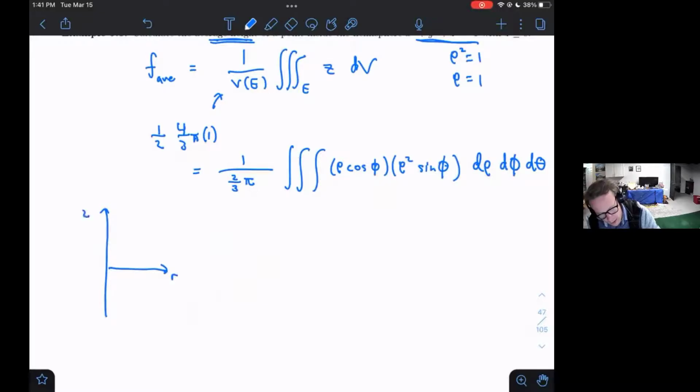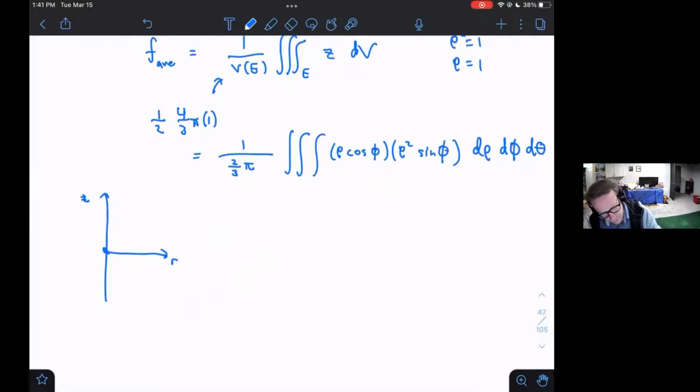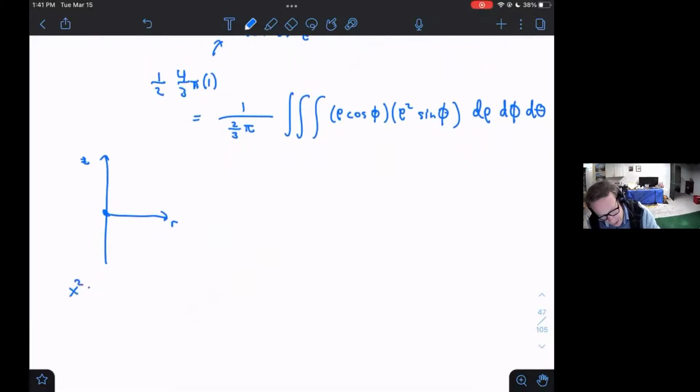remember rho is this three-dimensional radius from the origin. Another way to say that is you could take x squared plus y squared plus z squared equals 1, aka rho equals 1. And you could group this: x squared plus y squared is the same thing as r squared. So this is r squared plus z squared equals 1. That's a circle of radius 1 centered at the origin.